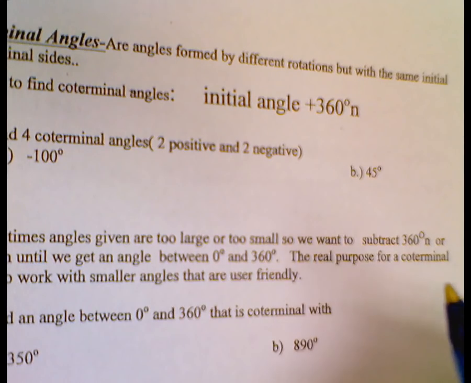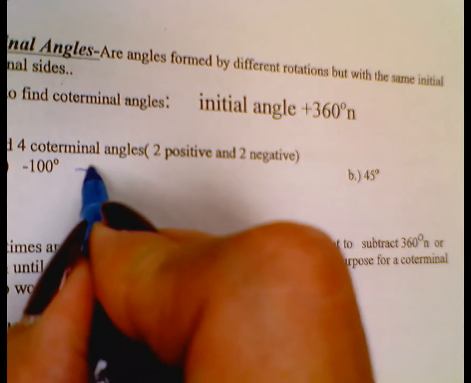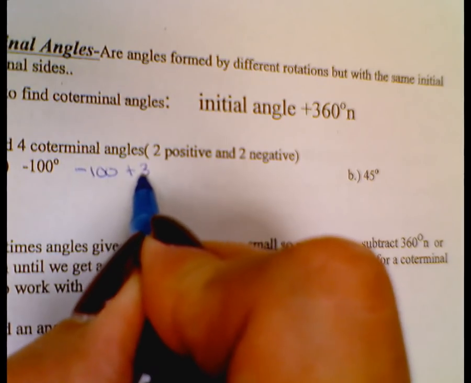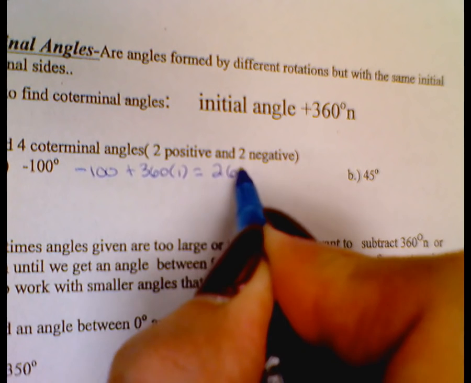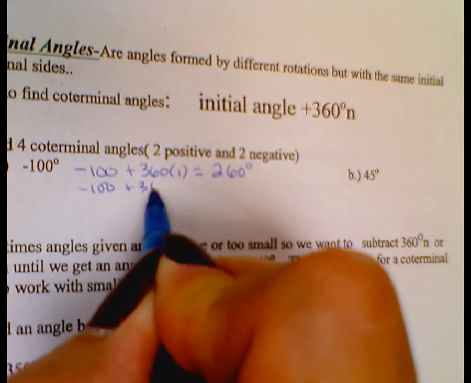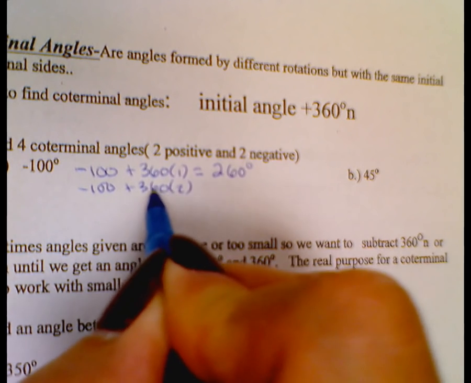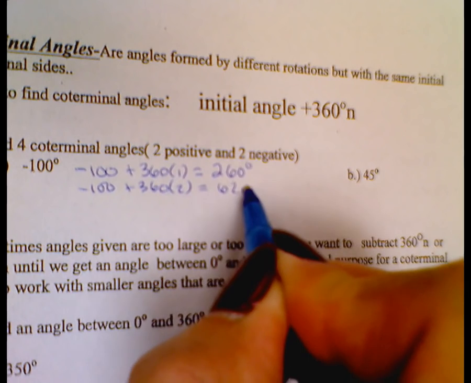So find four coterminal angles, two positive and two negative, with -100. So you'd have -100 plus 360 times 1, which would be 260. That's one of them. Then you could have -100 plus 360 times 2, which is the same thing as 720 and -100, so that would be 620.